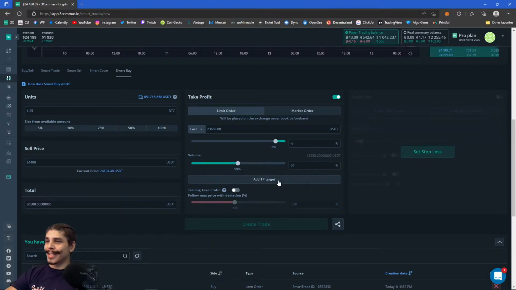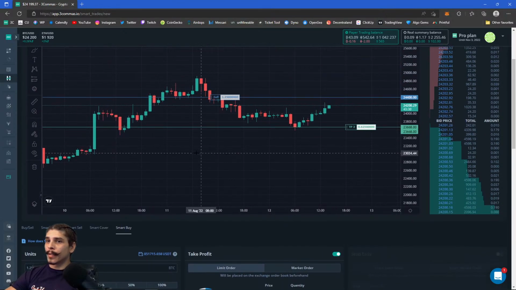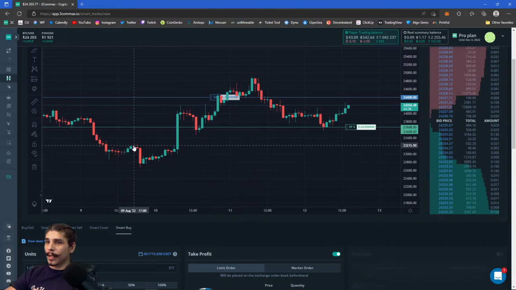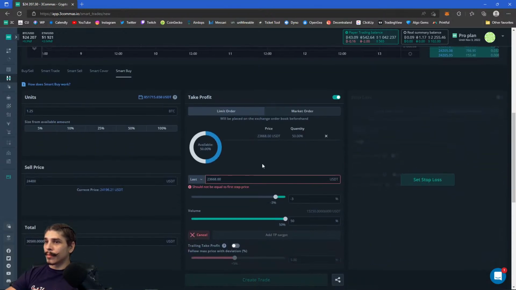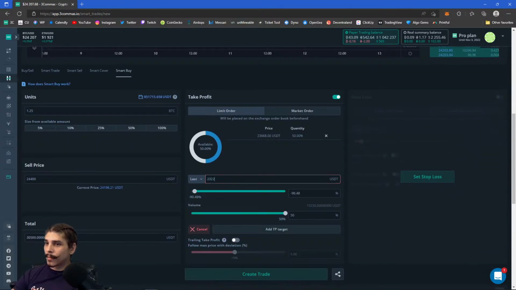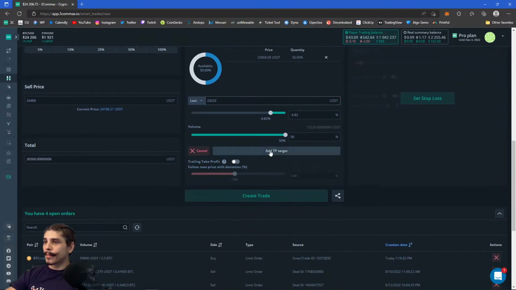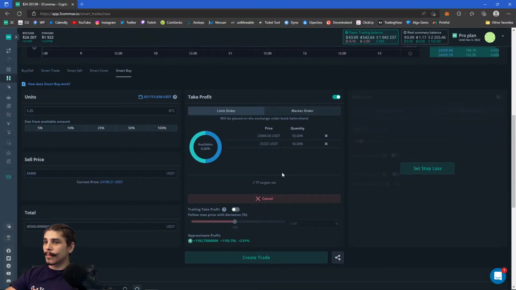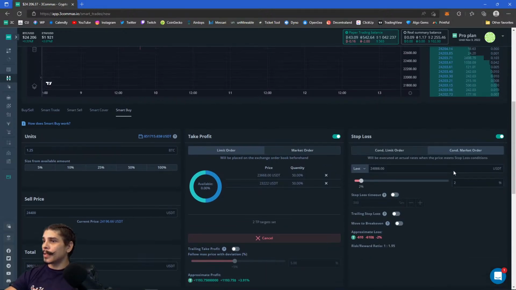We'll go 50%. Add take profit target there. And then I'll put the other one. Well, I'll try and get it like right here. 23222. Alright, cool. So that would give us our approximate profit there, what that would be. And then our stop loss, I'll just set that up.